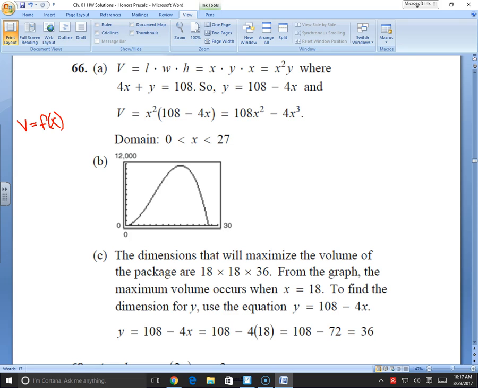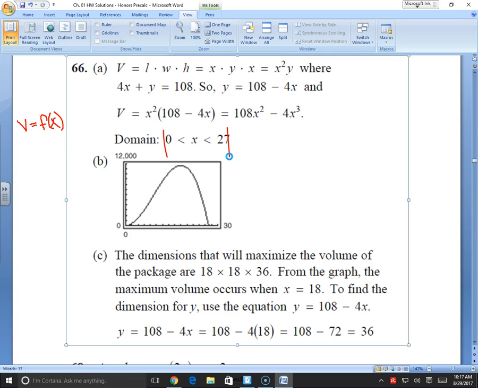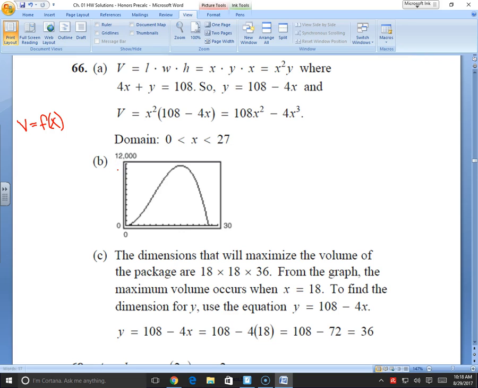Domain was a little hard because this was implied in context of the real world problem. I don't know why those are straight up and down, but that's okay. Domain was implied in the context of the problem. I'll talk about that soon. But the long story short, I think, is that you were trying to find the maximum volume, right?